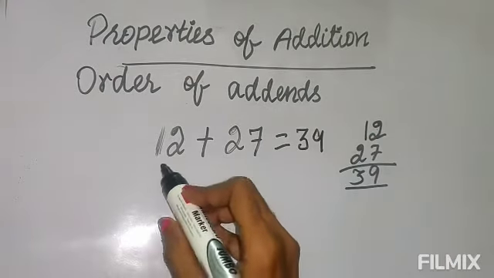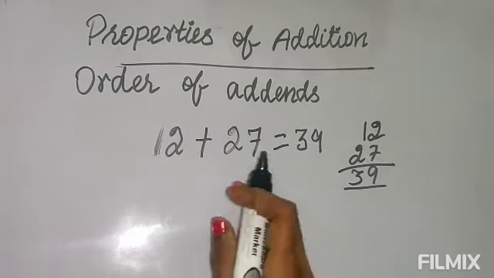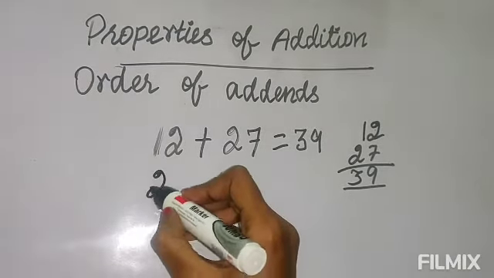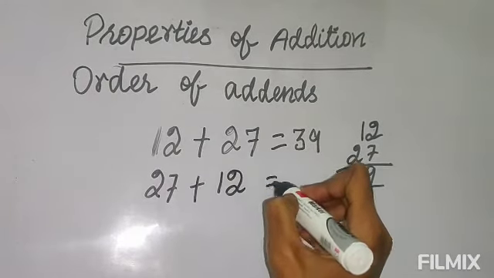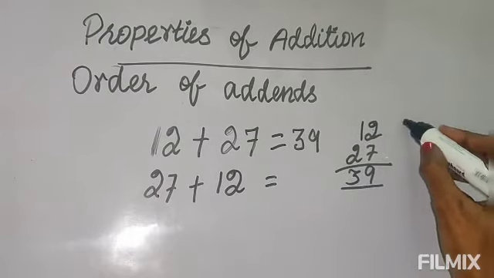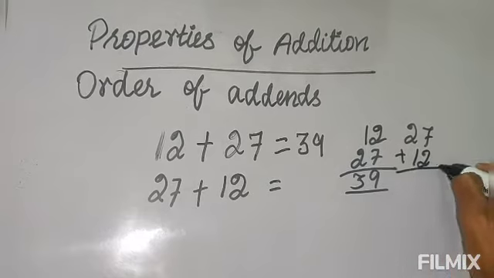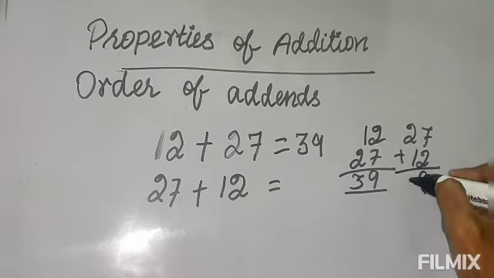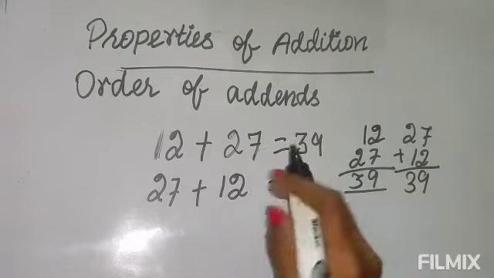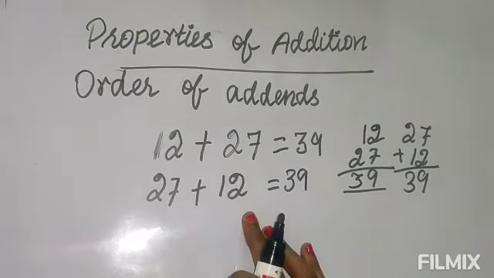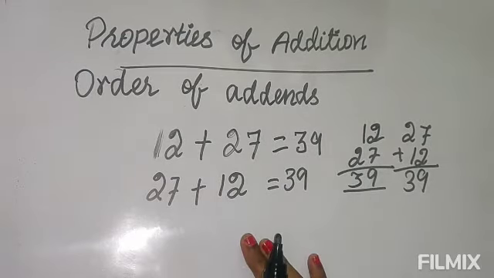Now the order is 12 first and 27 second. Let's change the order of these numbers: 27 first and 12 next. Now let's add this one, 27 plus 12. 7 plus 2, 9; 2 plus 1, 3. So you get 39. You see, the sum remains the same. The order of the addends is changed, but the sum remains the same. This is called order of addends.